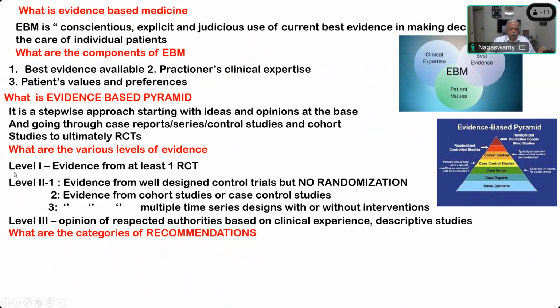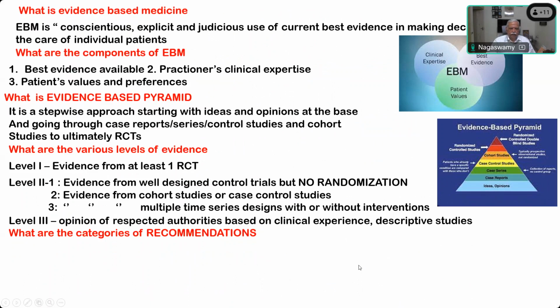If there is level 1 evidence, that is the best evidence because it is based on randomized controlled trials. If the evidence is level 3, that is the least accepted evidence because it is by respected authorities on clinical experience and descriptive studies, and not based on any randomized controlled trial.